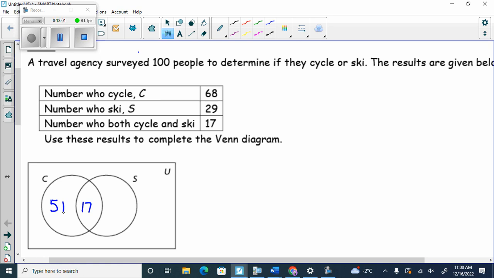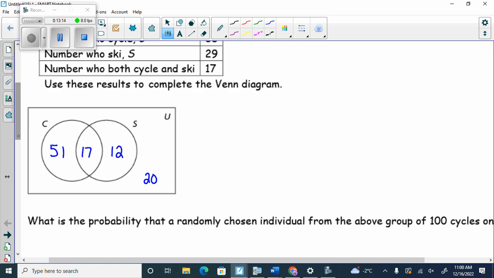All right. So here we have ski is 29. How many ski only? How do I get the outside? Add them, subtract from 100, and how many do I get out here? Now this one says, what is the probability the person cycles only? So remember the numbers from the Venn diagram go in the numerator and the total goes in the denominator, correct? So how many cycle only? 51 out of 100, which is 0.51.